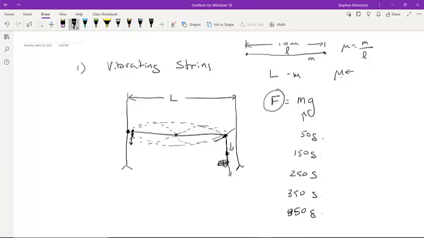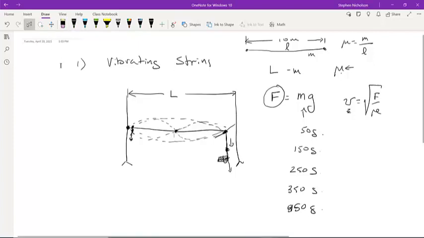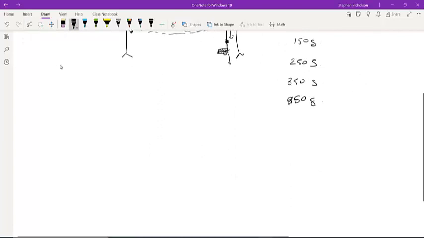So as we increase the tension, remember the wave speed is equal to the square root of F over mu. As we increase the tension, which will also decrease mu, the wave speed should increase, which will increase all of the frequencies. It'll increase the first harmonic, and it'll increase the higher order harmonics as well. So that's the basic idea of it. And we will collect the data and then we'll have to manipulate it a little bit later. Okay, so that's the first experiment.